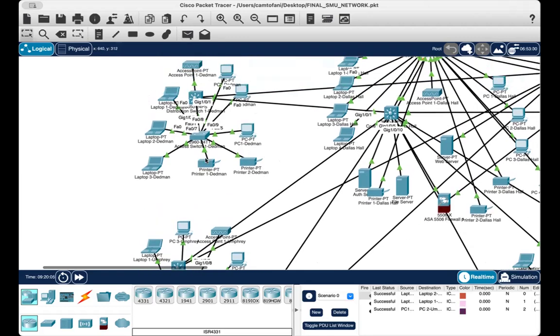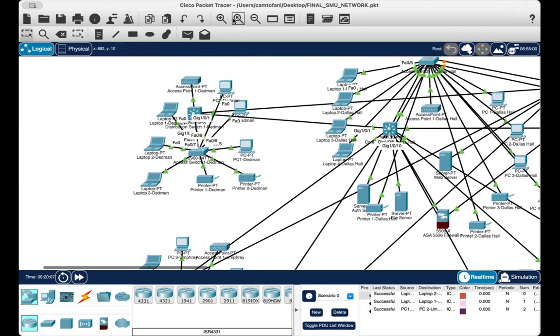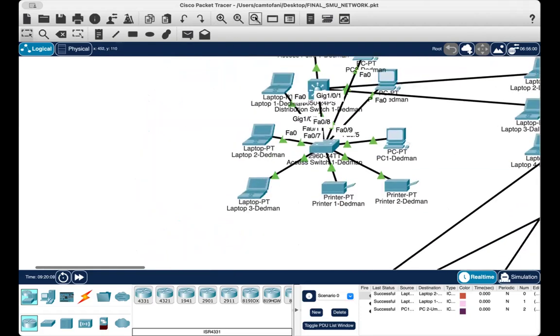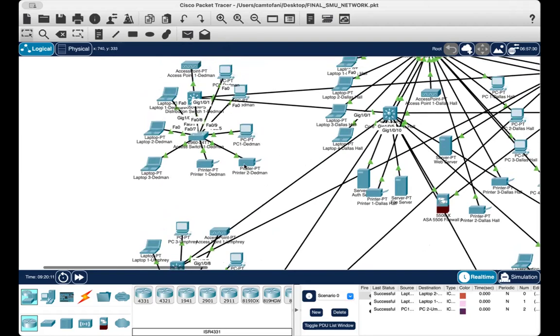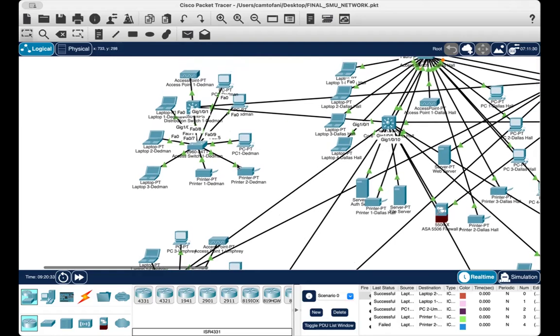We also configured printers. Printer 1 is for students and printer 2 is for faculty. So when we did end up configuring inter-VLAN communication, we actually didn't include the printers in these so that printer 2 cannot be used by students and printer 1 cannot be used by faculty. So if you can see here, if we try and send a packet from laptop 3 to printer 1, it should work. But if we try to send a packet from laptop 3 to printer 2, it should fail because it's not set up to be used by students or people on those VLANs.